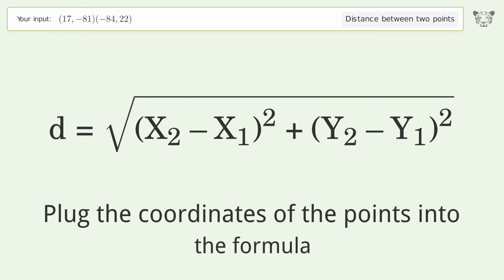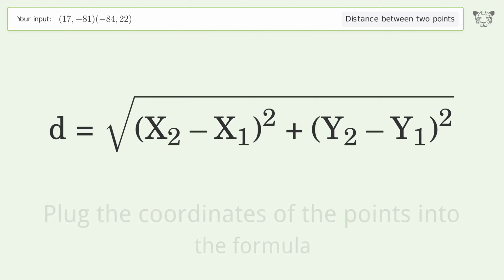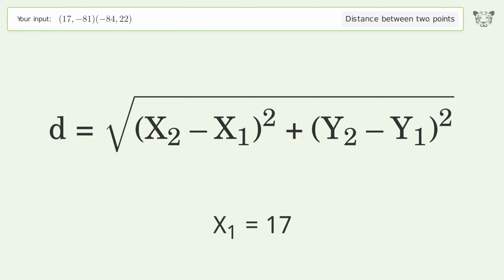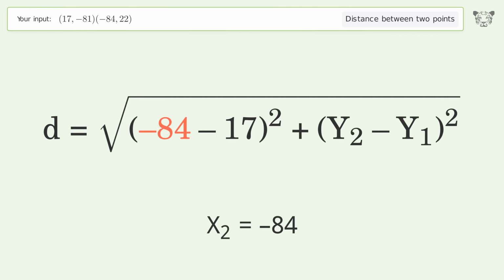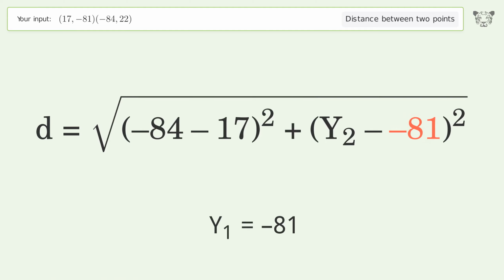Plug the coordinates of the points into the formula. x1 equals 17. x2 equals negative 84. y1 equals negative 81. y2 equals 22.